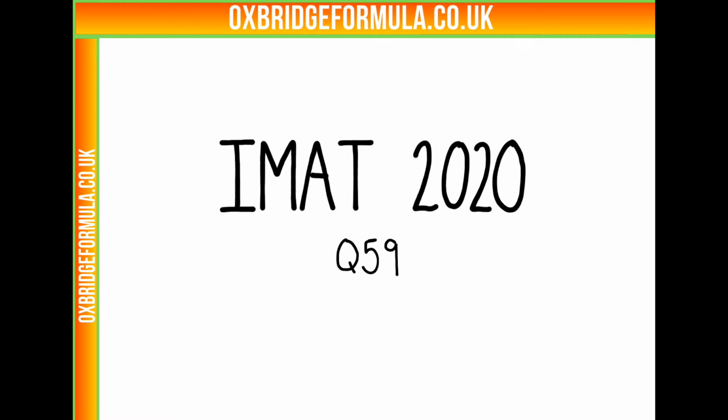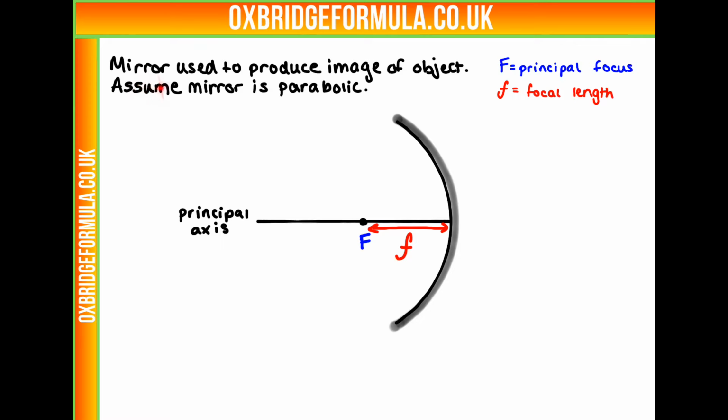In this video, we'll look at IMAT 2020, question 59. So here we have a concave mirror that's used to produce an image of an object. Here's our mirror here. We've got F as our principal focus and the lowercase f as our focal length along with the principal axis.